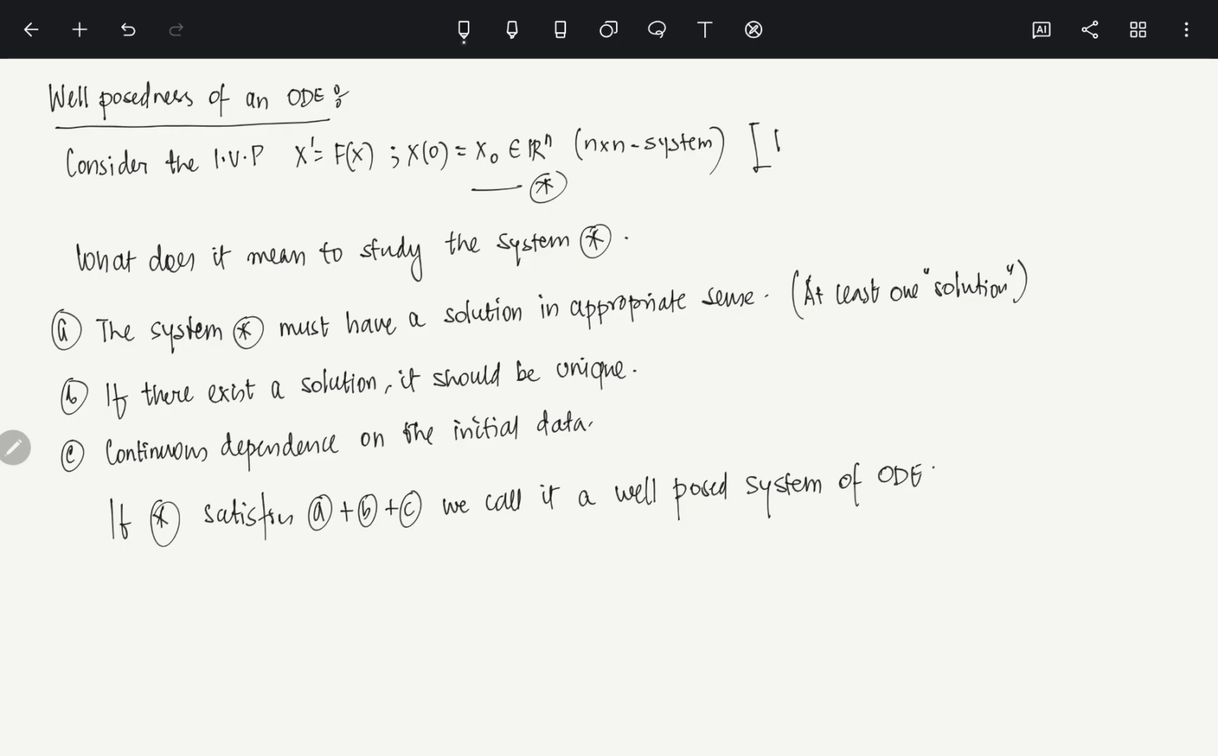So here f is a vector field from, let's say, Rn to Rn. The vector field is given to you. Clear? Okay. Now the point is this: I want to study whether the system is well posed or not. So what is the first thing we need to know? Whether there is a solution or not. If there is a solution, whether the solution is going to be unique or not, right?